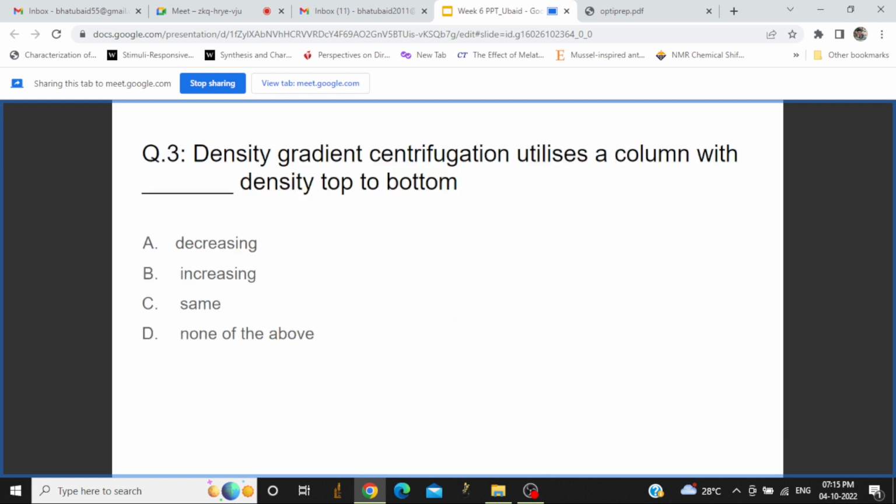The third question is: density gradient centrifugation utilizes a column with dash density from top to bottom. The answers are: A, decreasing density from top to bottom. Second one is increasing density from top to bottom. C part is the same density, and D part is none of the above. What will be the answer? Only one person is answering the questions. What about others?